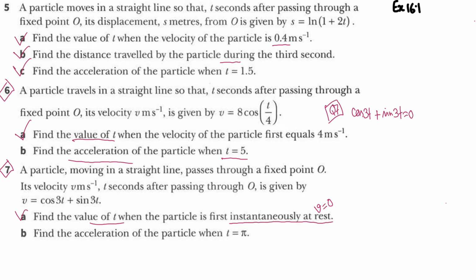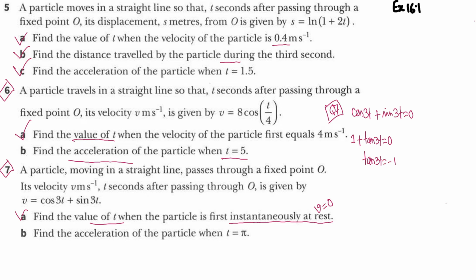To do that, if the expression only has cos and sine, we can convert it to tan. If we divide by cos on both sides, it turns to 1 plus sine theta by cos theta, and we can write tan theta equals 0 by cos theta, which means 0. So it's now easier to do. Tan theta equals minus 1.